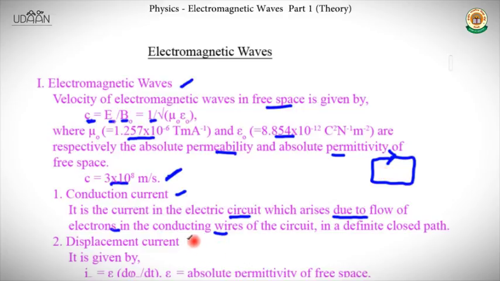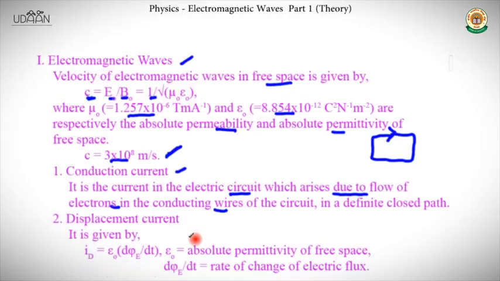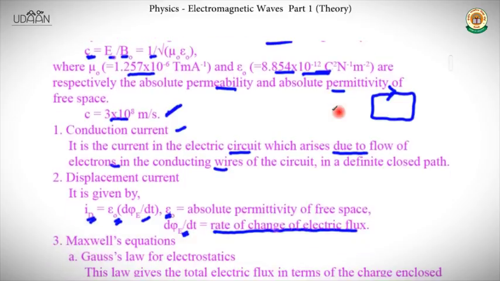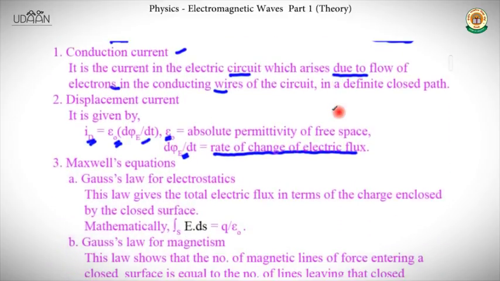So next we go to displacement current. For displacement current, we have been given this formula: I_D, which is the displacement current, equals epsilon naught d phi E by dt. Here phi E is the electric flux, and d phi E by dt is the rate of change of electric flux. E here stands for electric. And epsilon naught, as I already told before, is the absolute permittivity of free space. Right. So next we move on to Maxwell's equations.